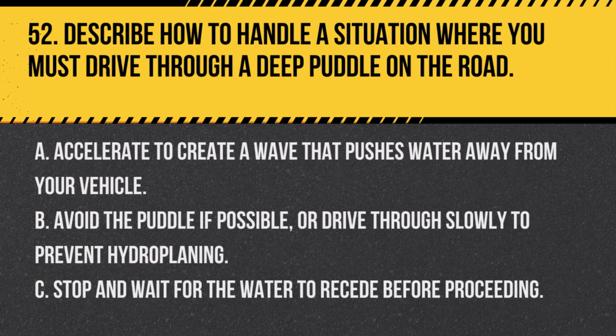Question 52. Describe how to handle a situation where you must drive through a deep puddle on the road. A. Accelerate to create a wave that pushes water away from your vehicle. B. Avoid the puddle if possible, or drive through slowly to prevent hydroplaning. C. Stop and wait for the water to recede before proceeding. Answer: B. Avoid the puddle if possible, or drive through slowly to prevent hydroplaning. Minimizing speed can reduce the risk of losing control or damaging your vehicle.